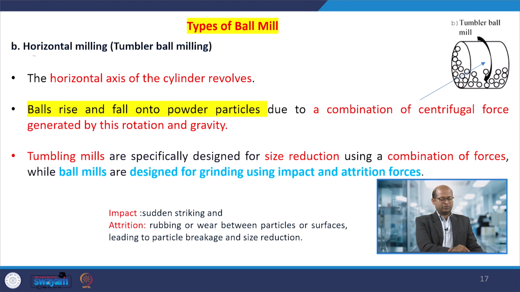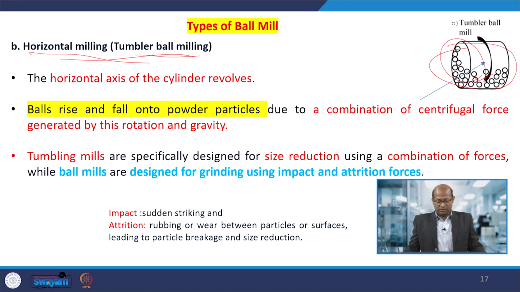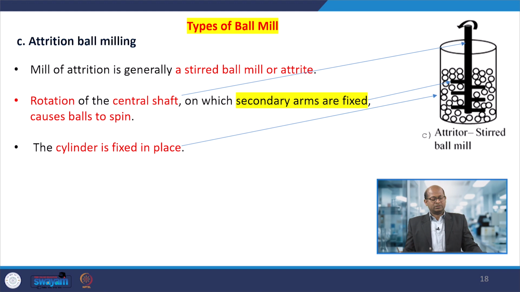Now we come to the tumbler type of milling process. Here the bowl or jar is placed horizontally, and the balls rise and then fall over the materials. In that way some force is developed, which interacts with the materials during this process and helps in grinding. So, impact and attrition combine, and the force generated assists in reducing the size of the particles.